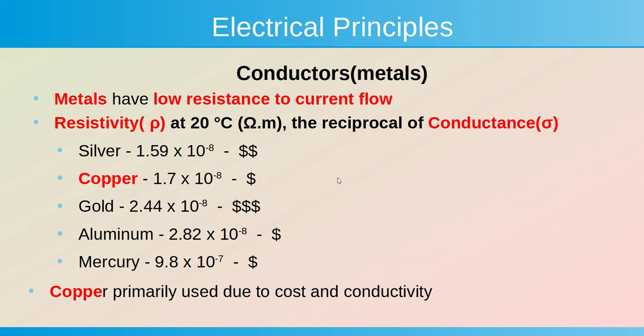I mean, you get up to things like mercury, which is a lot more resistive than I would have thought. Because you see it's 10 to the minus 7th instead of 10 to the minus 8th. So that's 10 times more than the others just on the exponent.